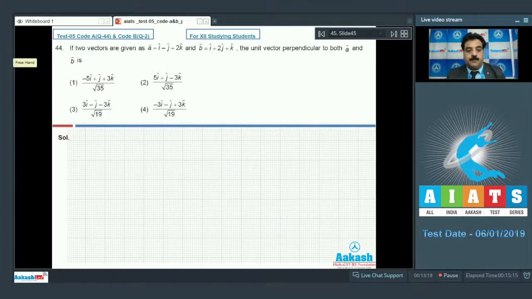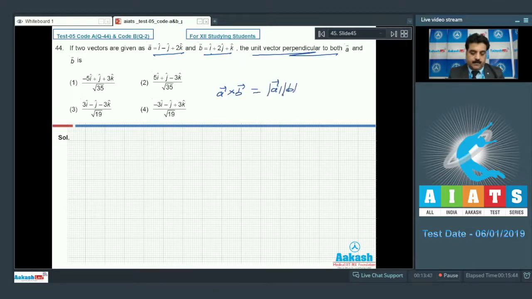In question number 44, two vectors are given, A and B, this and this. The unit vector perpendicular to A and B: A cross B is equal to magnitude of A, magnitude of B into sine theta with the unit vector in the case of cross product. Or I can write the unit vector as A cross B divided by the magnitude of A cross B. Simply, you need first A cross B and then the magnitude.